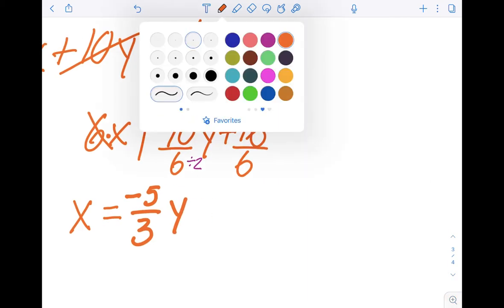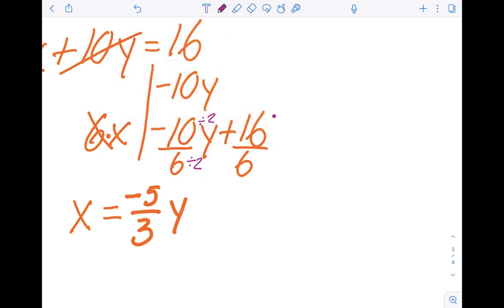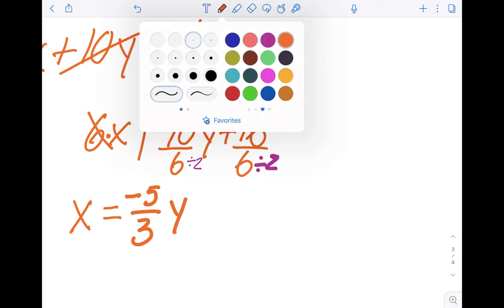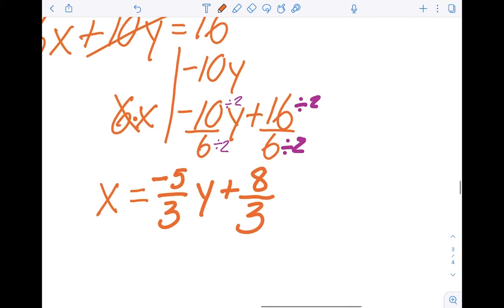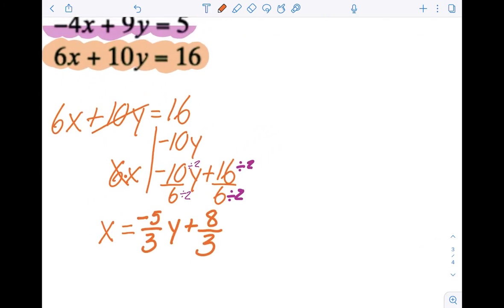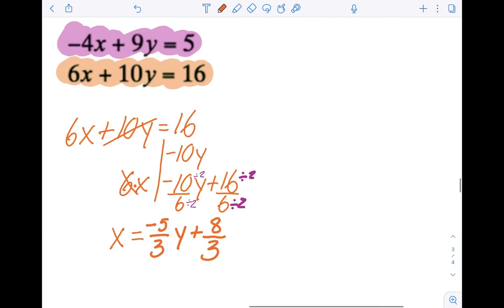And I can also divide these two by negative 2. So I'm going to get plus 16 divided by 2 is 8, and 6 divided by 2 is 3. And look at that. This is my new equation, everybody. Right? This is my new equation.